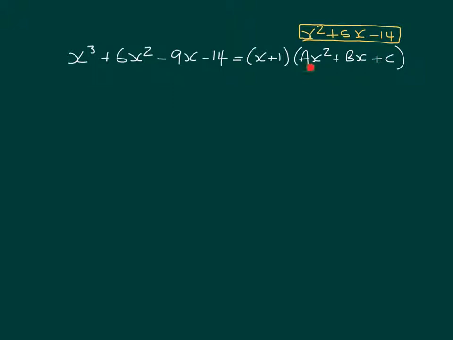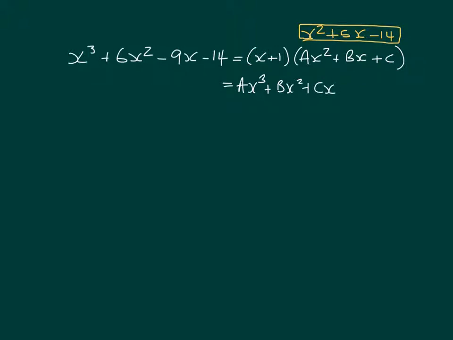So I know that my other factors will be ax squared plus bx plus c. I know it will be a quadratic because I've only got one part of my answer. Now what I'm going to do is go ahead and expand these 2 brackets. Let's start by multiplying by x first. If I multiply everything by x, x times ax gives me ax cubed plus x times bx is going to give me bx squared. x times c is going to give me cx.